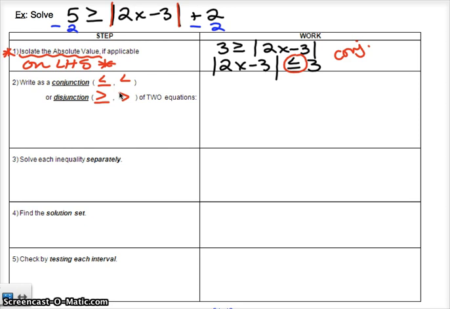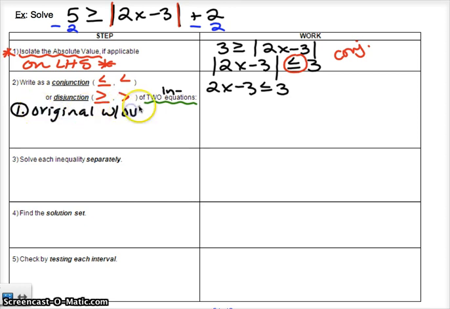Once you've determined which of the 2 you have, you are going to then split it up into 2 equations. So again, over here, we've decided we have a conjunction. Our first inequality, I said equation before, this should not say equation. This should say inequalities. You're going to split it up. The first one that we write is going to be the original, just without the absolute value symbols there. Okay, so the first inequality that you write down is the original without the absolute value.